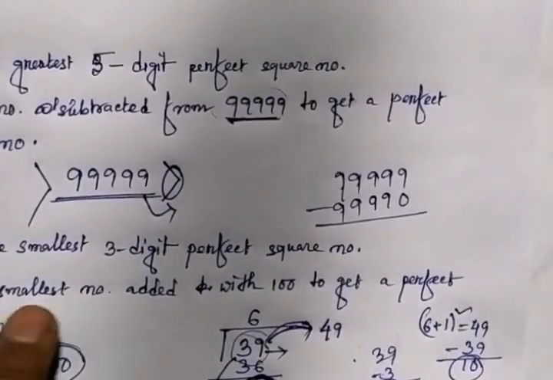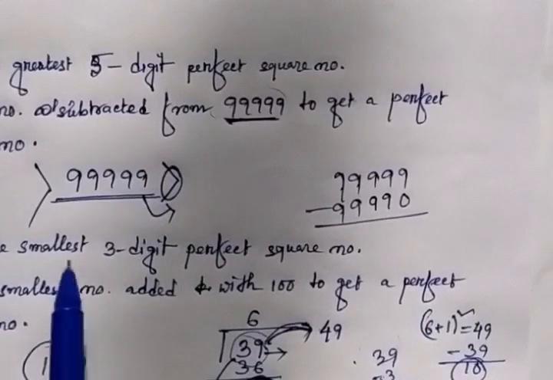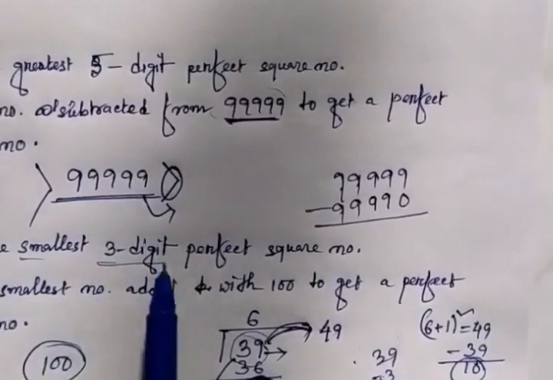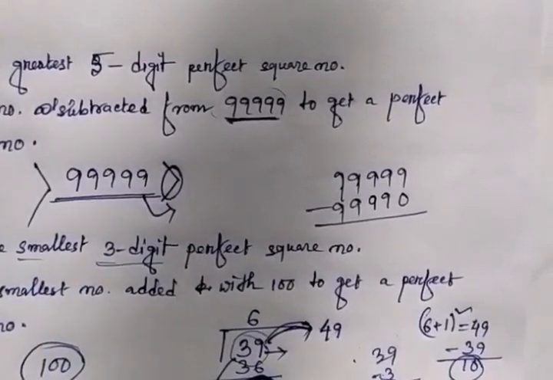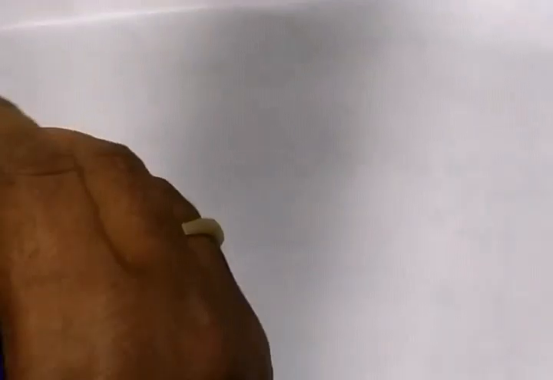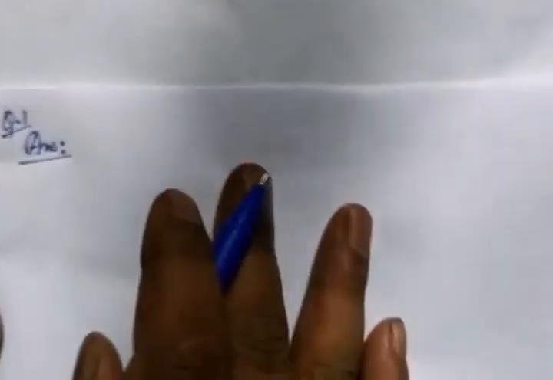Okay, and for the second question, the smallest 3-digit number, when I solve that, I will discuss it. So we solve first and discuss the solution or answer of the first question. Question number 1.